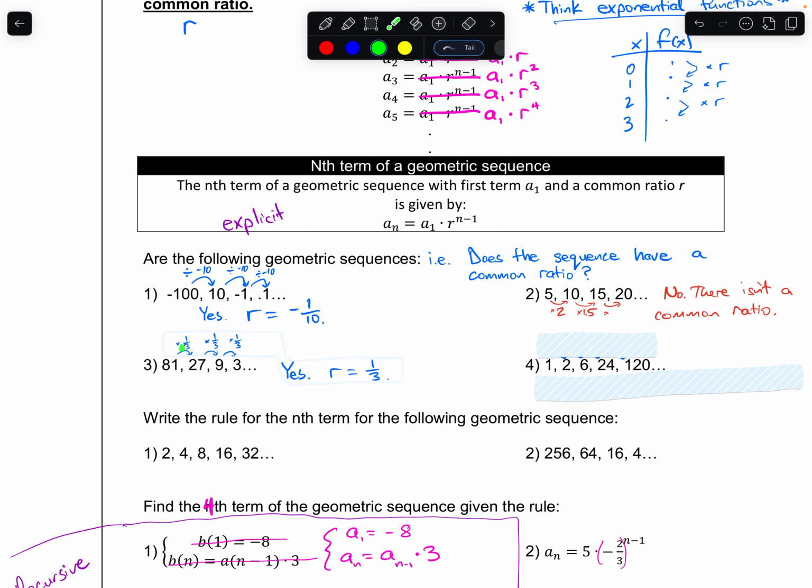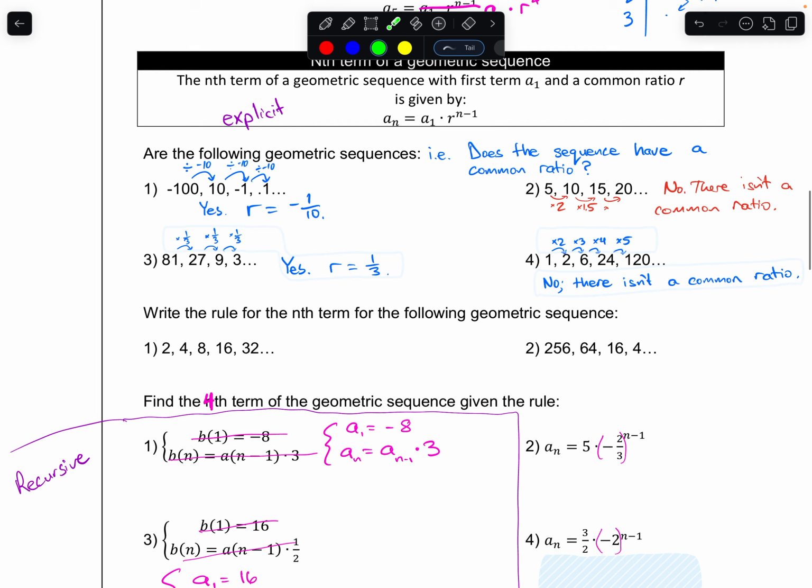Number 3, yes, it has a common ratio. We are multiplying by 1/3 each time. And number 4, we are multiplying by something different each time. We're multiplying by 2, and then by 3, and then by 4, and then by 5. That is a pattern, but we don't need to talk about it right now. Suffice it to say this is not geometric. There is no common ratio.